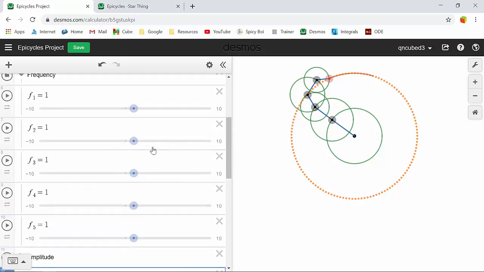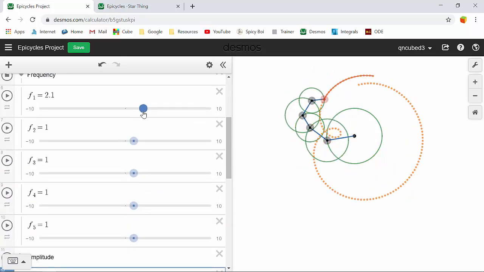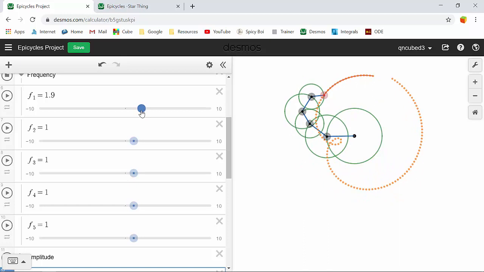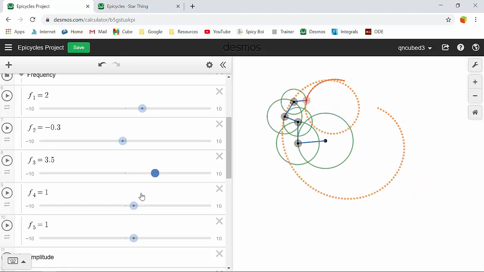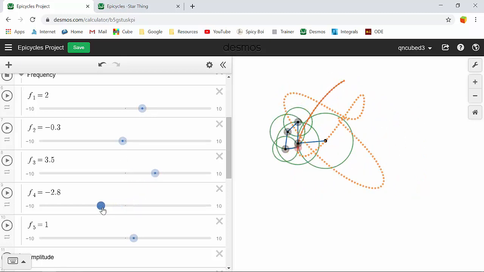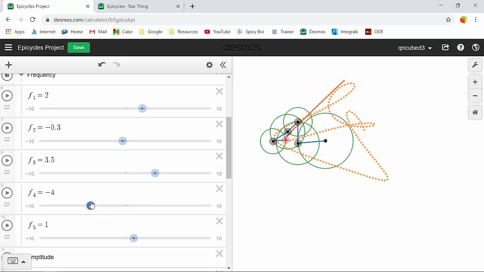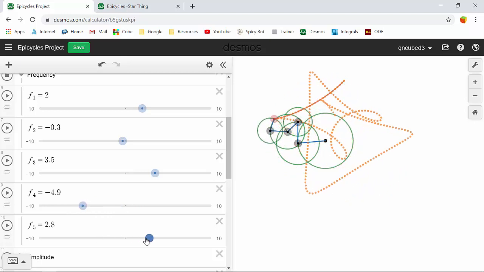So let's control the frequency first of all. If we change the frequency around, you can see that it makes weird shapes. So we have whatever shape that is, I forgot what it's called. And you can control the frequencies of all these things right here, and you get really weird shapes out of it. So yeah, that's pretty cool.